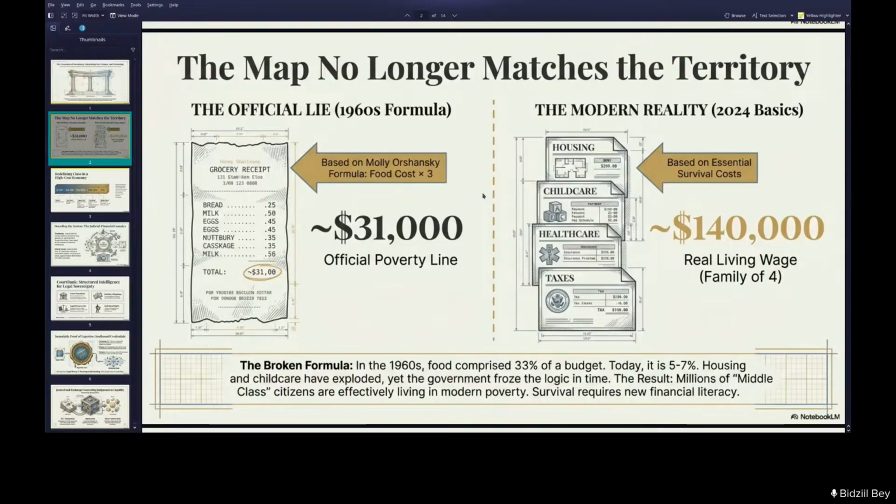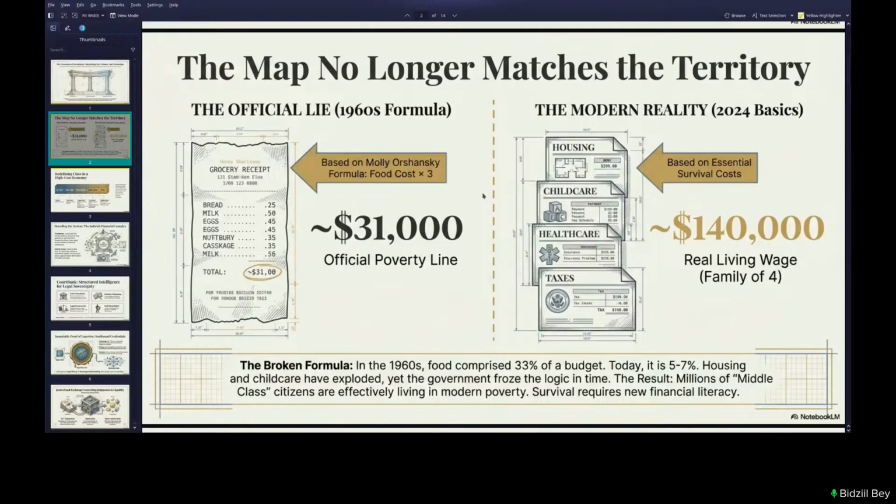And the mechanism was the multiplier. Since food represented approximately 33%, or exactly 1/3, of a family's entire budget, the total necessary budget, the poverty line, was calculated simply as the minimum cost of a nutritious food plan multiplied by 3. So if a family needed $1,000 a year for food, their poverty line was $3,000. It was a straightforward, easily tracked metric.